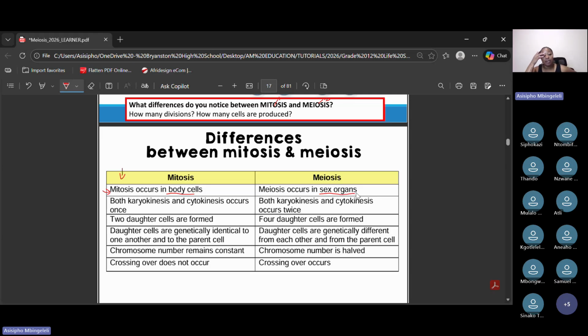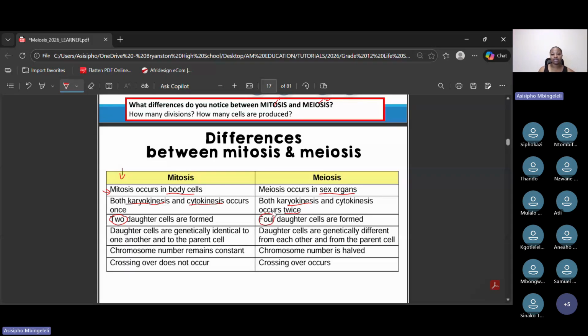Then, in the second point, we're speaking about the division of the nucleus and the division of the cytoplasm. Both karyokinesis and cytokinesis, this is the division of the cytoplasm, and this is the division of the nucleus. It occurs once in mitosis. But in meiosis, they occur twice. Why is that? Because of the 2 divisions. How many cells are formed in mitosis? 2 cells are formed. In meiosis, we form 4 cells.